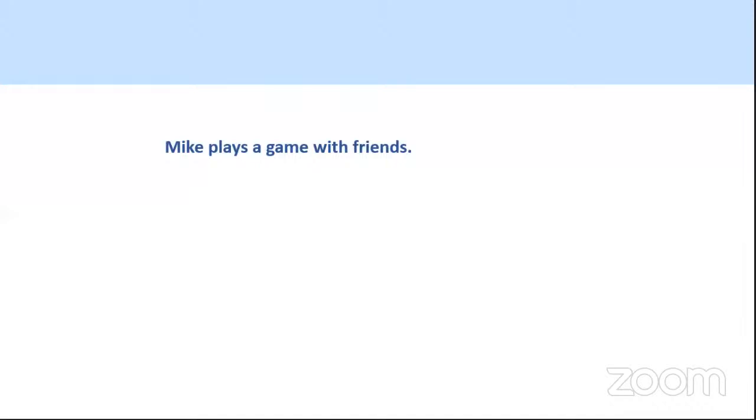Mike plays a game with friends. Mike plays a game with friends. This sentence is a bit longer than the other one that we have already discussed. There you have to identify the object. How to identify the object here? What is the object I have underlined? A game. Then how can you identify the object?